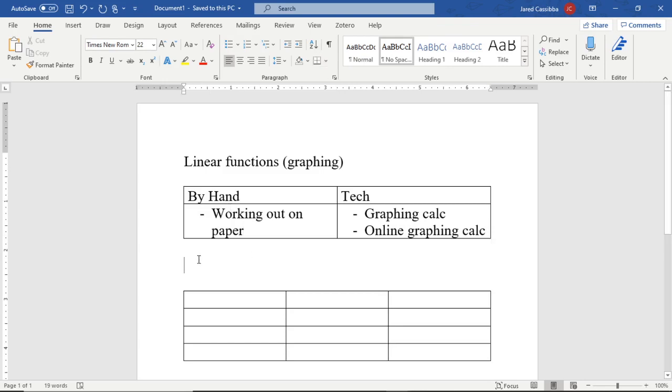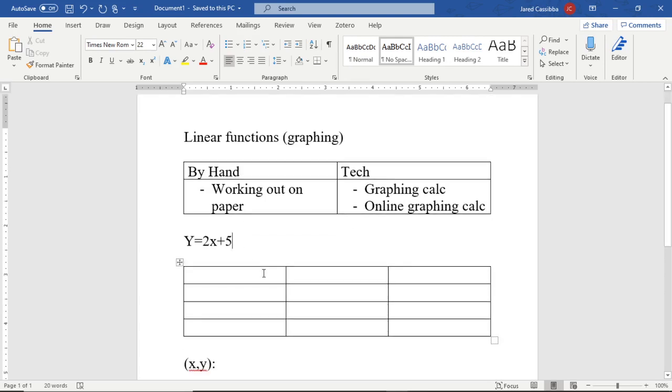First, we have to start off with a linear function, which is always y equals something. Let's do y equals 2x plus 5. To do it by hand, we have to use what's called a t-table. I'm going to write that down right here. That's just a grid with 3 columns: one for x, one for the function y equals 2x plus 5, and then one for y, which is the answer or the output.